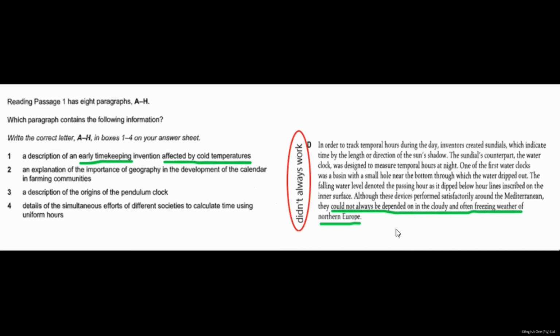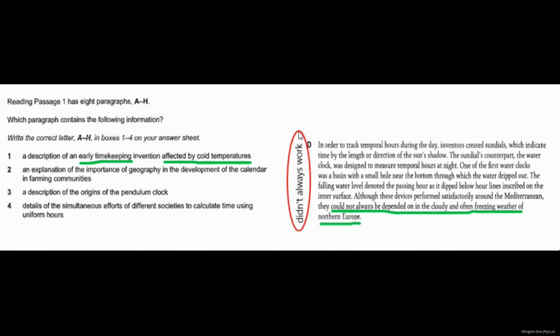One of the more useful strategies I have for this is very much dependent on your speed reading skills. If you're able to read quite quickly, scan quite quickly, I really recommend that as you are scanning you write some notes next to each paragraph which highlight a summary of the paragraph that you've read. So this paragraph here is all about how the invention in question didn't always work.